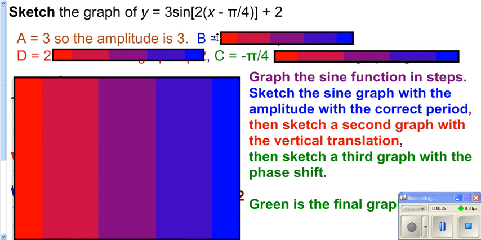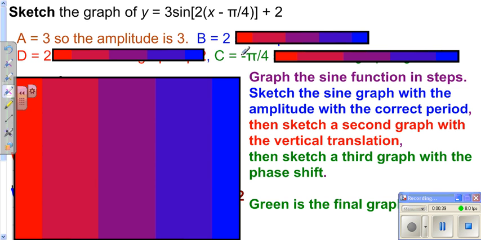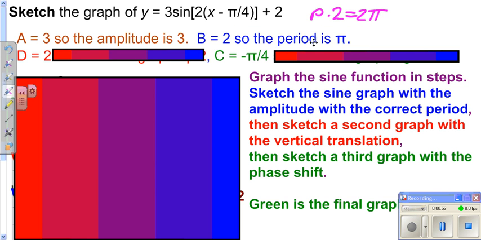Your b value here is 2. That's the number in front of x. Remember, that affects your period. So you could use your peanut butter equation of PB, so your period times your b value is equal to 2 pi. When you solve that for p, you end up getting your period to be pi.